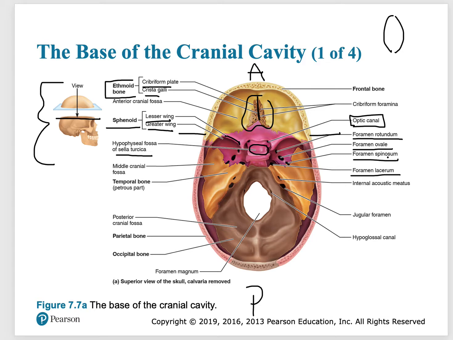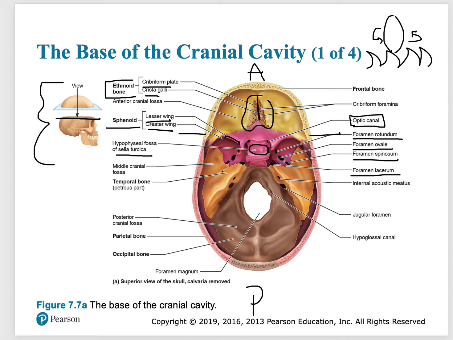Then I have spinosum, maybe like spinning. So I draw my little spinning arrows. A round oval spinning on a lake, and I put lake for lacerum. So whatever way you can remember it, this is how I remember mine. A round oval, rotundum, ovale, spinning, spinosum, on a lake, lacerum.